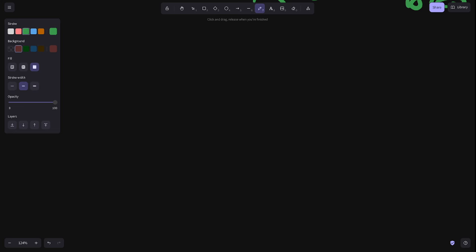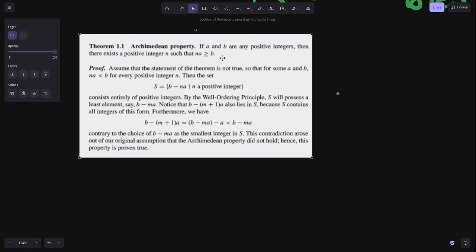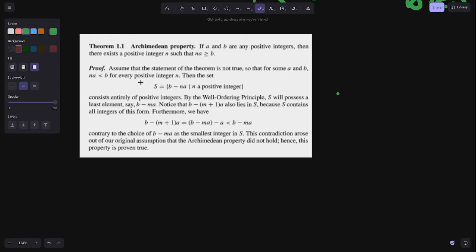I'll just get the screenshots of the theorems because it's too hard for me to write it once more with the proofs as well. So here let's try to focus on this one. If a and b are positive numbers, then there exists a positive integer n such that na will be greater than b.